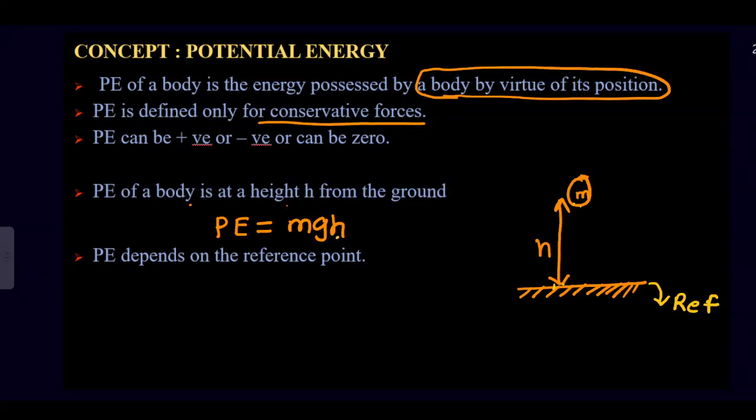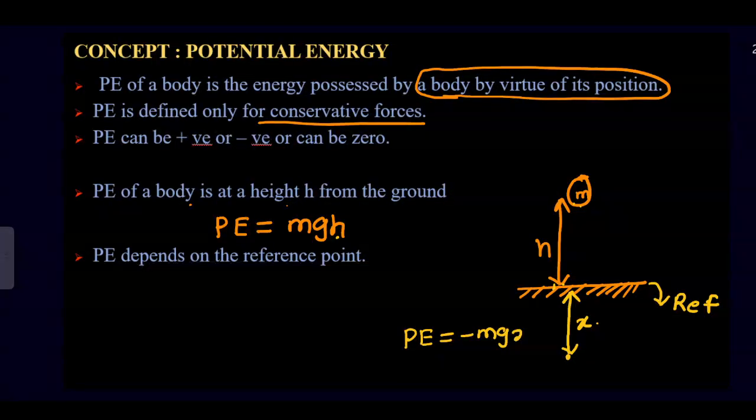Now, if we are talking about a body which lies somewhere here, let us consider it lies below my reference line at some distance of x. Then the potential energy of that body is equal to what, you tell me now? Minus mgx.